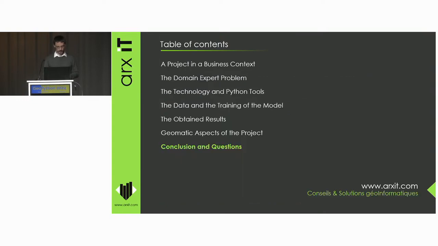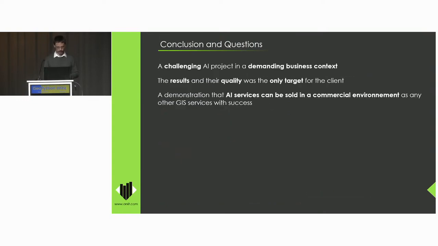So this concludes this presentation. Just a last word to close it. It was quite a challenging project, an application of AI that was mixing business, AI, Python, domain expertise and geography. It was quite demanding. The client was only interested in the result, not really in how the results were obtained. But it was interesting because it demonstrated that AI can really be sold. You can build services around AI in a small company and conduct this commercial collaboration in a successful way.